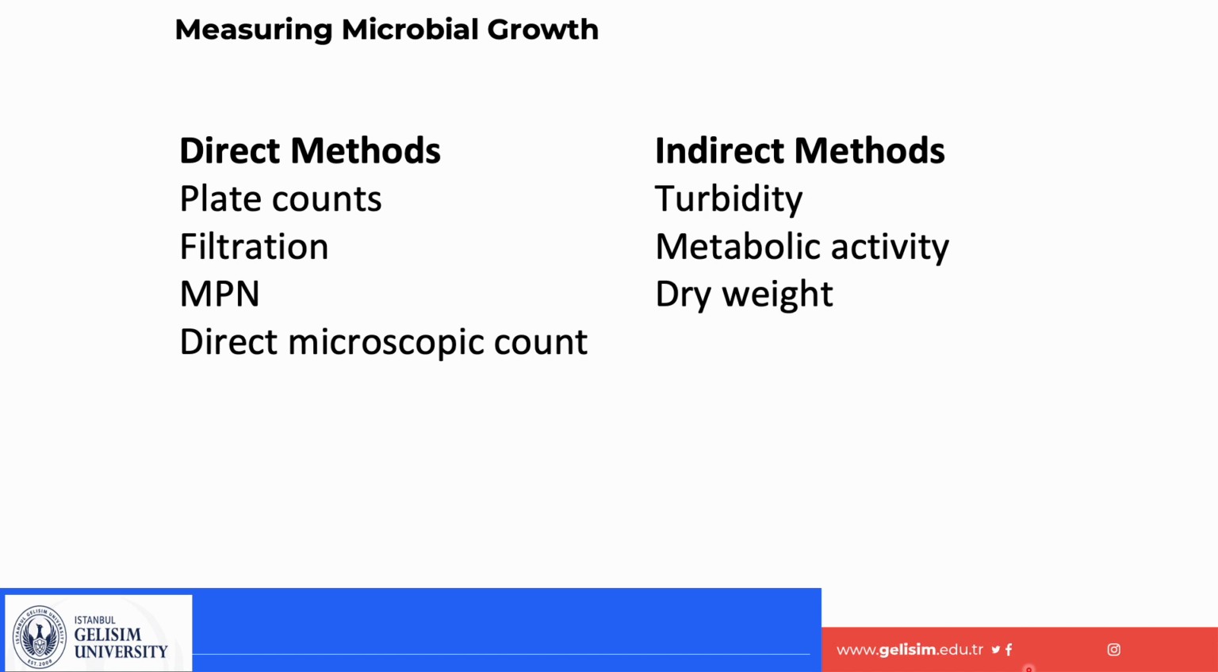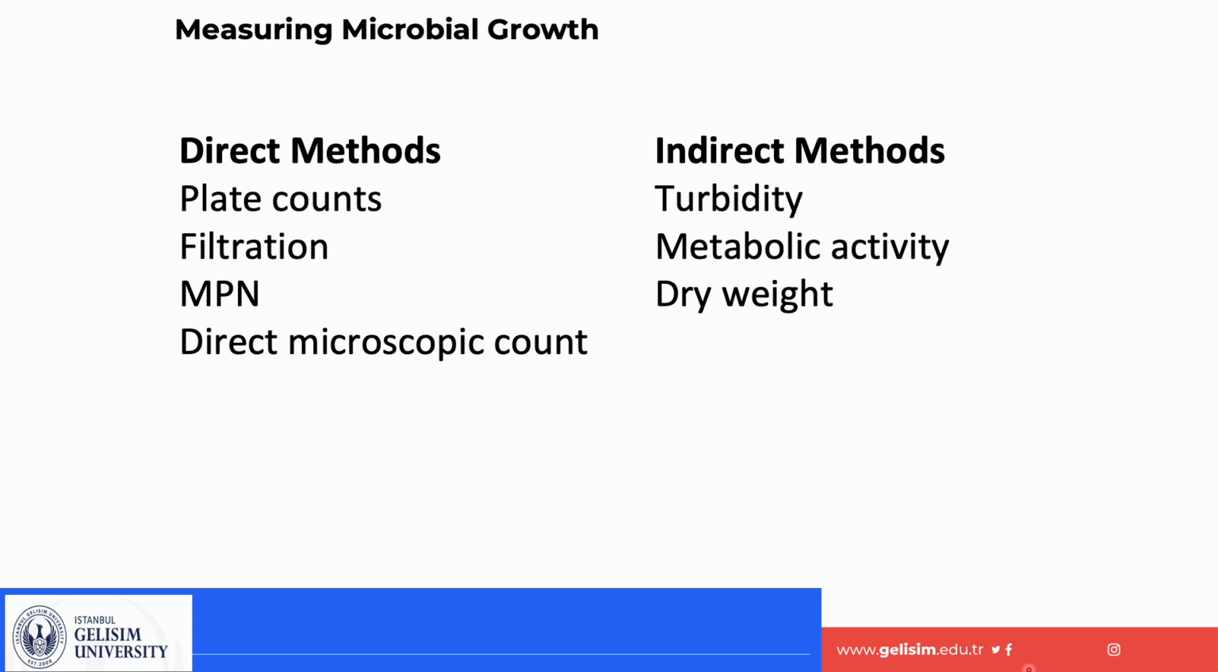The plate count involves spreading a sample of microorganisms on a growth medium and counting the number of colonies that grow. Filtration involves filtering a sample of the microorganisms through a membrane and counting the number of colonies that grow on the membrane. The most probable number involves diluting a sample of microorganisms and determining the probability of growth based on the number of positive and negative tests. Direct microscopic count involves counting the microorganisms directly under a microscope, whereas the indirect method involves measuring a physical or chemical property of the microorganism that correlates with their growth.